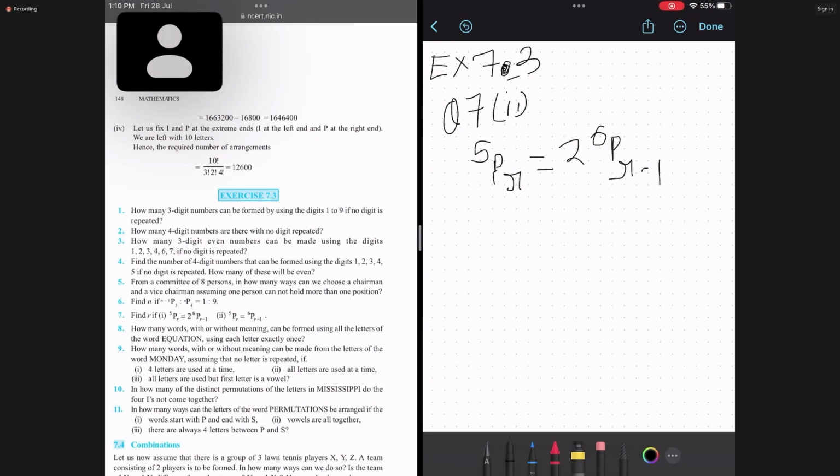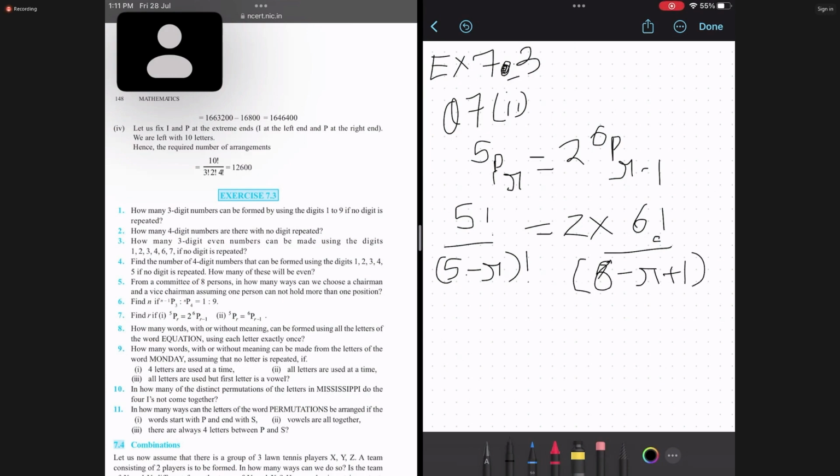So this is also an algebraic question. This is not a permutation combination question as such, but we are going to solve this using nothing but algebra. First we'll expand the nPr formula, and then we'll solve for r, which will result in an algebraic equation, and we'll be able to solve that, right? So I'll just expand. 5 P r is 5 factorial upon 5 minus r factorial, which is equal to 6 factorial upon 6 minus r plus 1 factorial. Correct. So this could be cancelled.